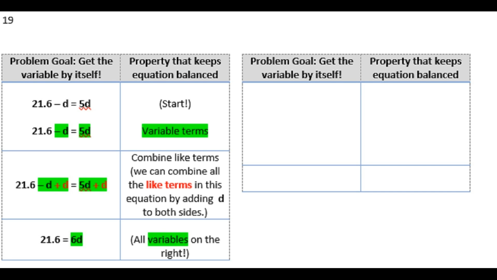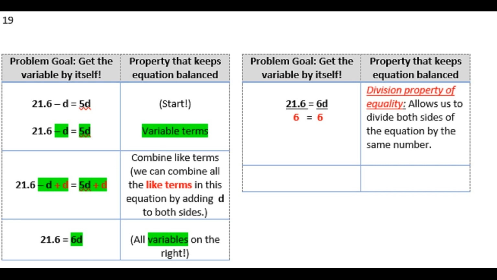Now all my variables are on the right. And all we do now is divide by that coefficient. 6 is the coefficient for 6d. So 21.6 divided by 6 is going to be 3.6.